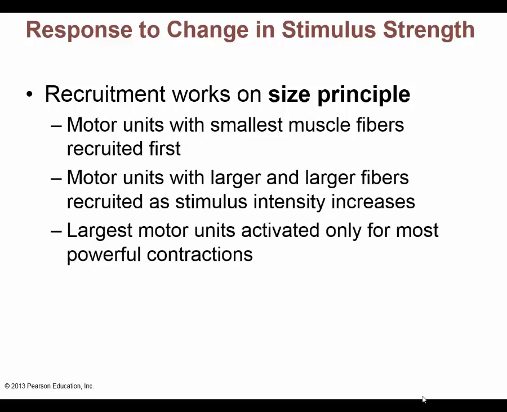The motor units that have larger and larger fibers and control more and more fibers only get recruited as the stimulus intensity increases. Again, we're lazy. Let's recruit the smallest number of fibers before we start to recruit the bigger ones. Why contract a bigger muscle when we don't have to? So the largest motor units are activated only for the most powerful contractions.